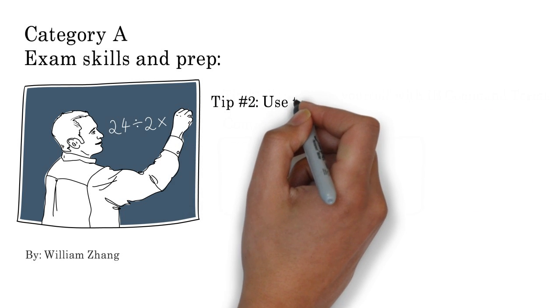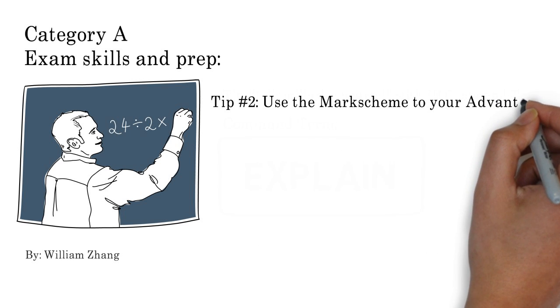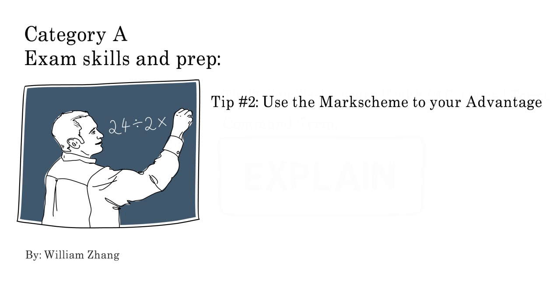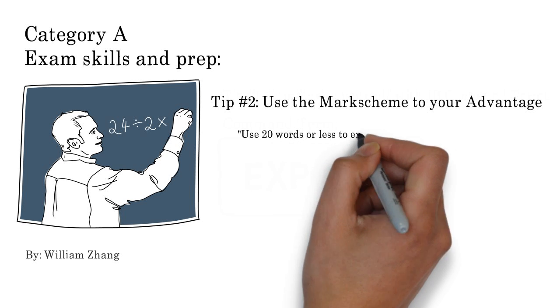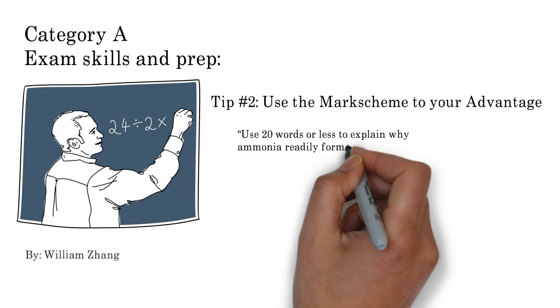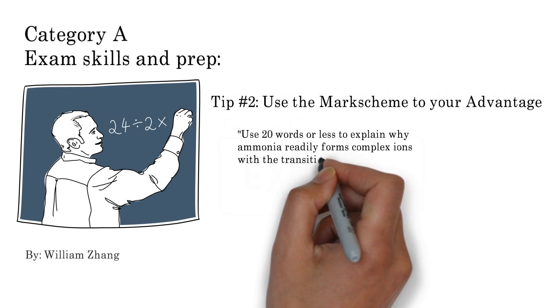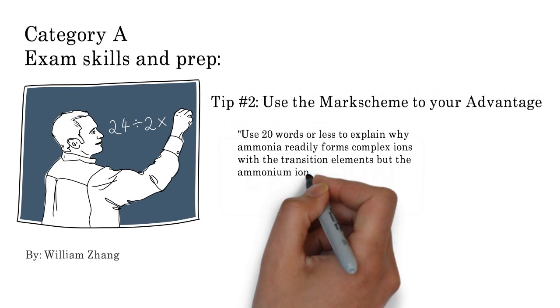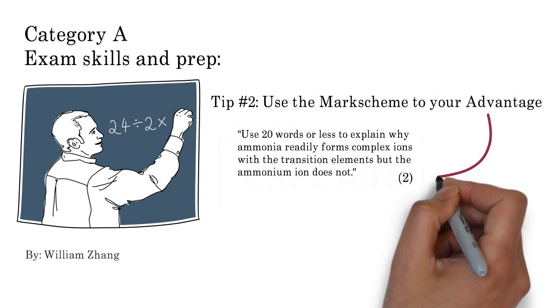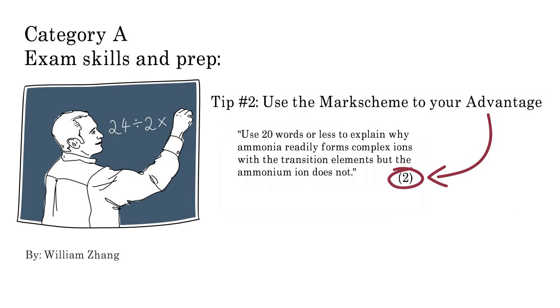Tip number 2. Use the markscheme to your advantage. Let's take an example. Use 20 words or less to explain why ammonia readily forms complex ions with the transition elements, but the ammonium ion does not. Now, the most notable part of this is that you can see that this question is allotted 2 points only.